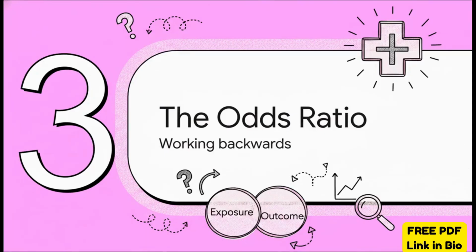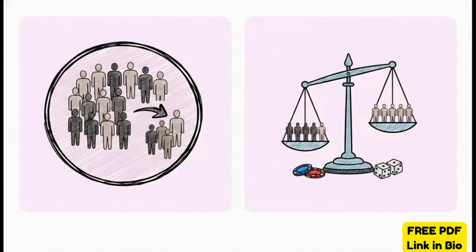Section 3, the odds ratio. This is where we work backwards from the outcome. To really grasp the odds ratio, we've got to clarify what odds actually means, because trust me, it is not the same thing as probability or risk. If you have 10 smokers and 3 get cancer, the risk is 3 divided by the total 10. But the odds? The odds are 3 to 7. You're comparing the number of people who got the event to the number of people who did not get the event. Think of it exactly like betting odds.